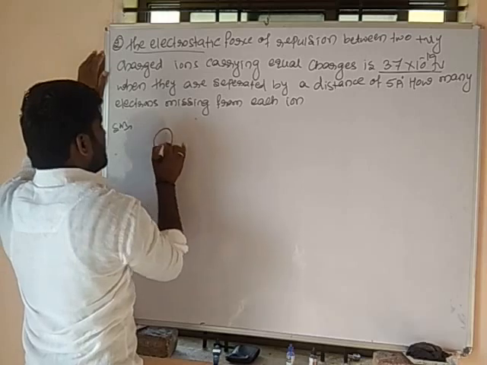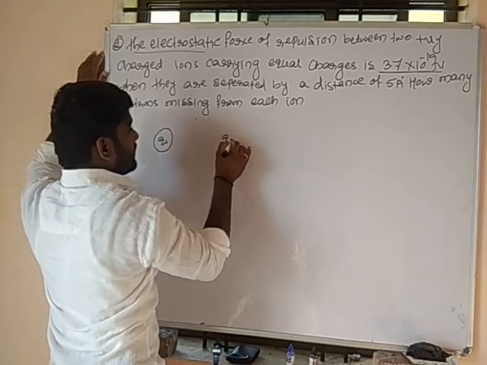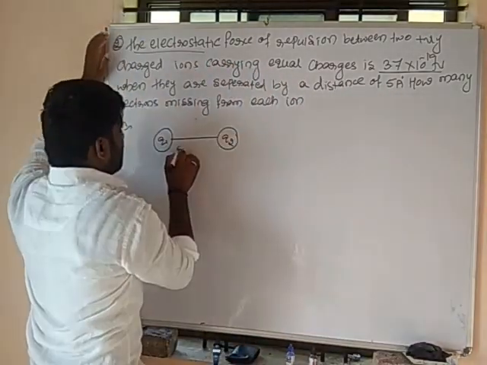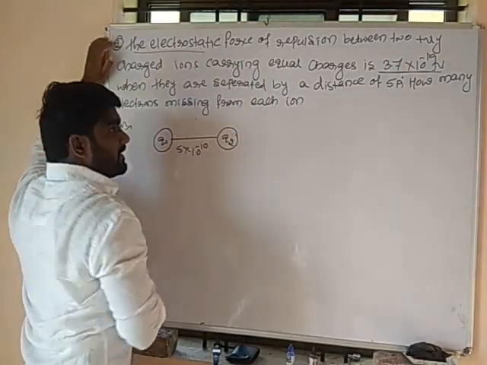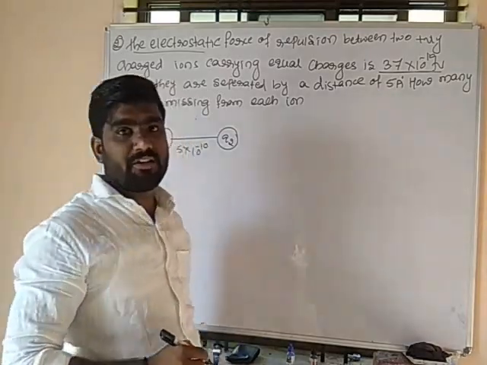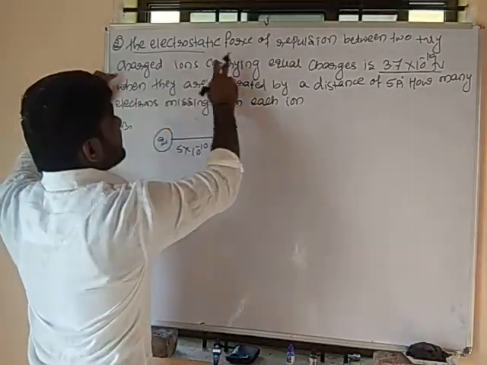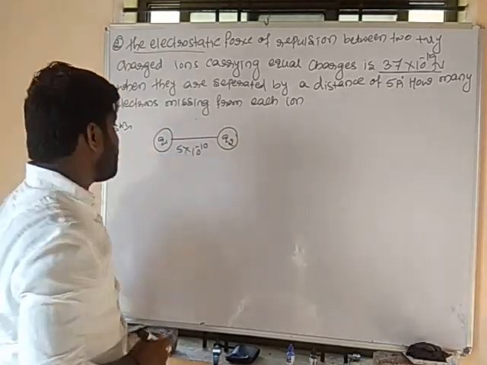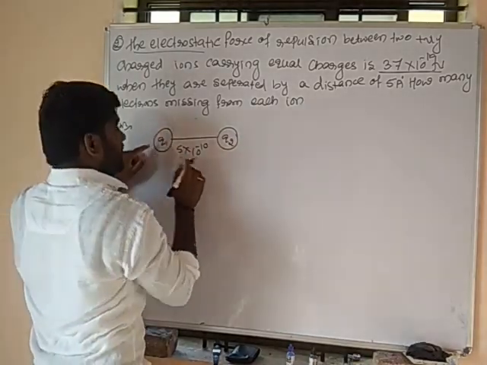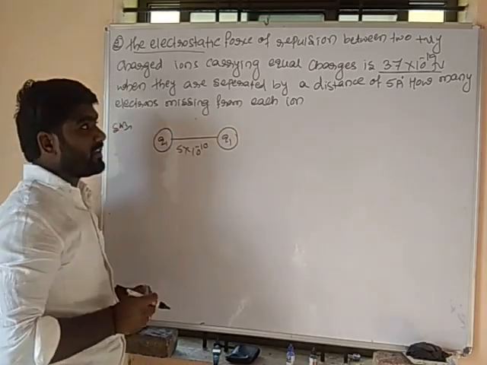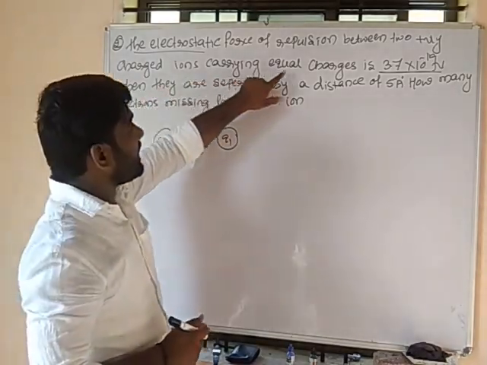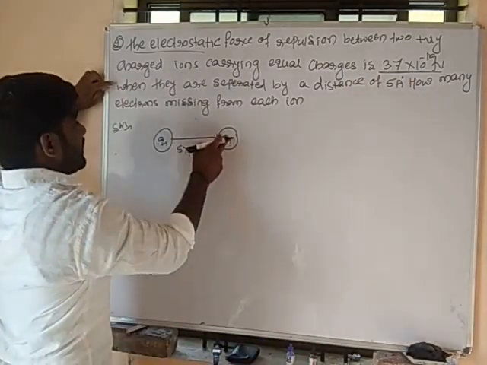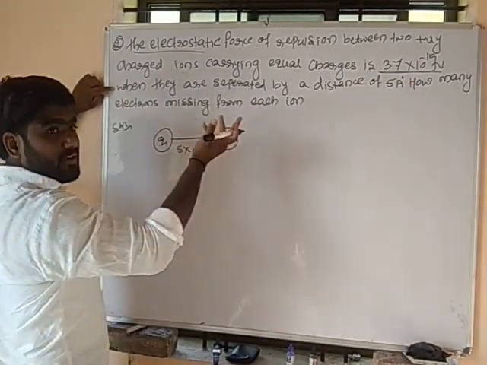So see here, these Q1, Q2, two charges are separated by a distance of 5 into 10 to the power minus 10. Angstrom unit means 5 into 10 to the power minus 10. Charged ions with equal charges means these two charges are equal. If it is Q1, the other must also be Q1. Each ion carries equal charge, with force 3.7 into 10 to the power minus 9. Q1, Q2 is equal to Q1, Q itself.